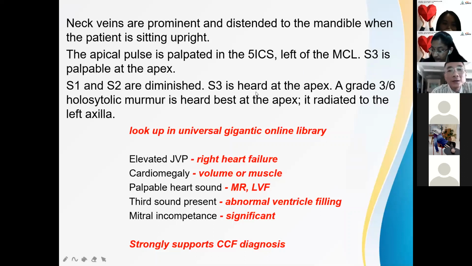Like, what is the third heart sound? What is the first heart sound? Okay, wards are closed. You can't go to the wards. What can you do? YouTube it up lah. You can hear the sound and all. So, are these the best of times or the worst of times?